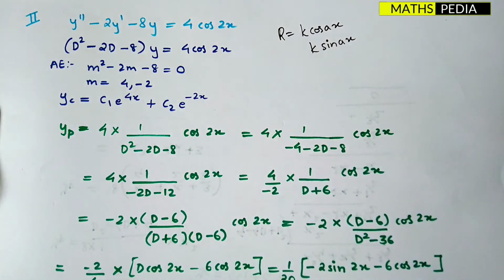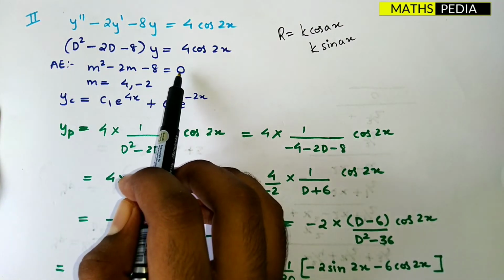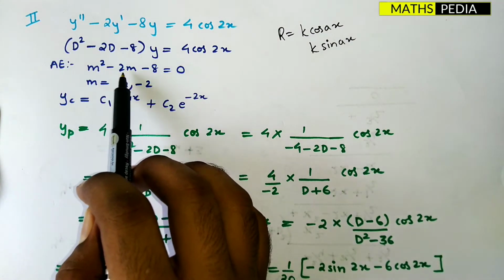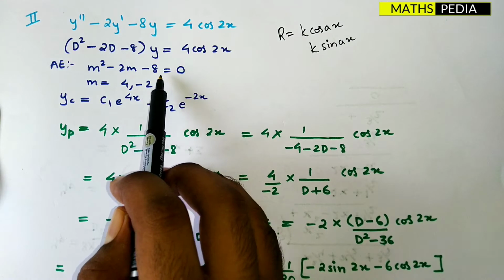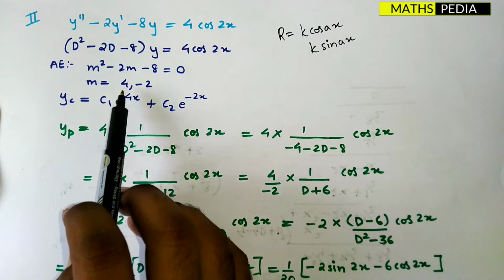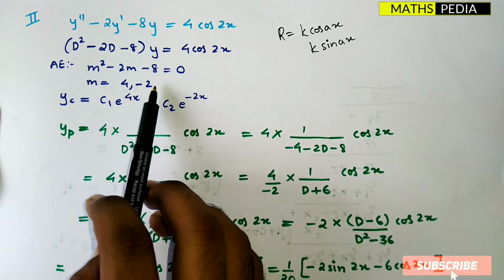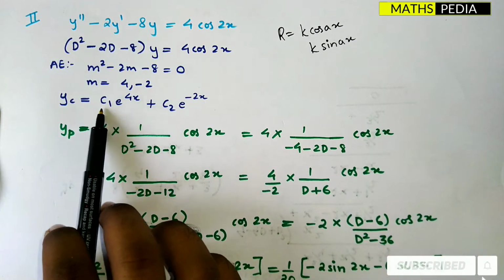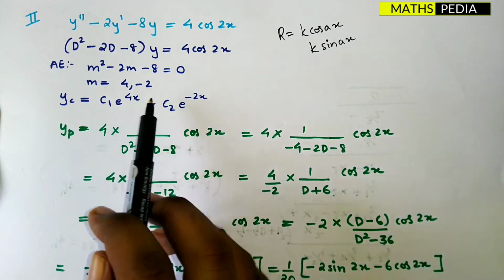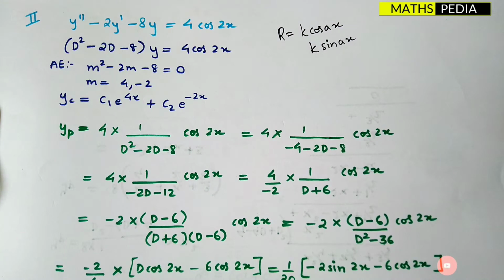We ignore this y. Now you have to find the solution for m, that means the roots. You can calculate in the calculator, or go for splitting the middle term factorization. So you'll get 4 comma minus 2. Now yc you can directly write. Since these are real and distinct roots, you can write it in this form: c1 into e power 4x plus c2 into e power minus 2x. That's it, so we got yc.